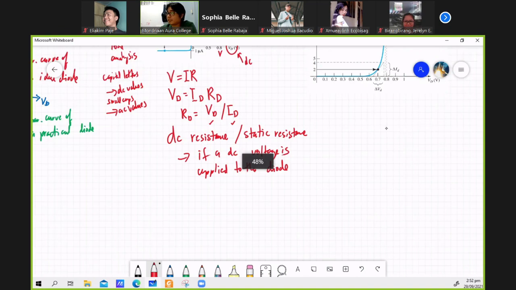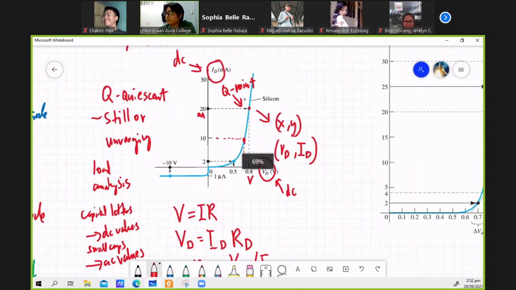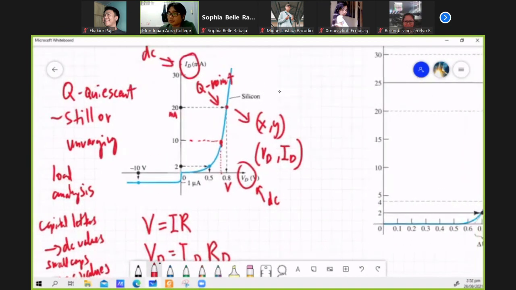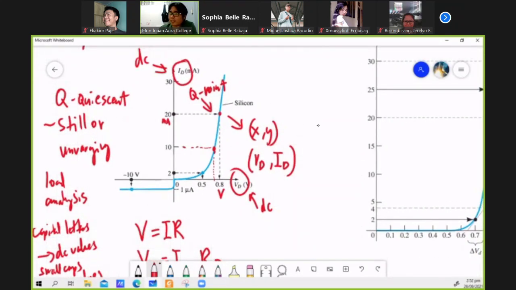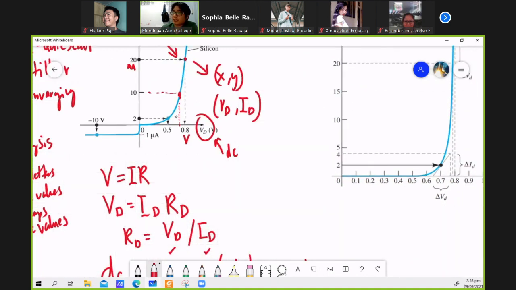So let's solve for this one kasi we have values dito. I have an example here. So solve for the DC resistance of the given characteristic curve. So ito makita natin, meron tayong 20 milliamperes defined by this point and we have 0.8 volts. So ang gagawin natin to solve for that, napakadali lang. R sub D is equal to V sub D over I sub D. So direct substitution lang. We have diode voltage of 0.8 volts divided by 20 milliamperes.